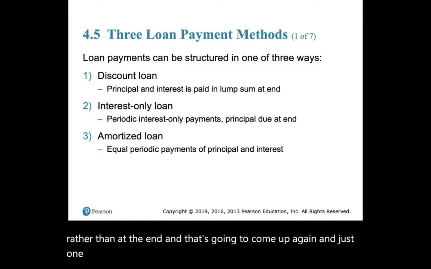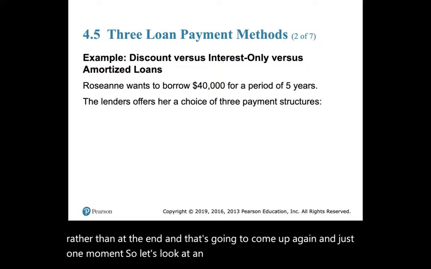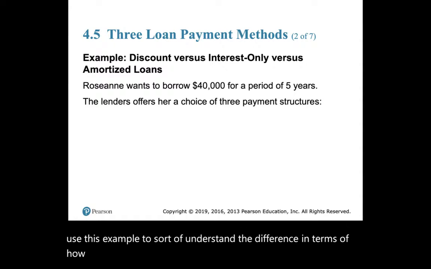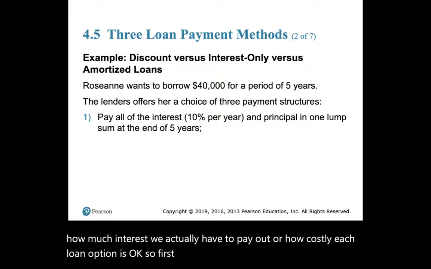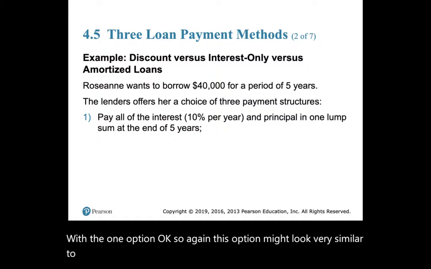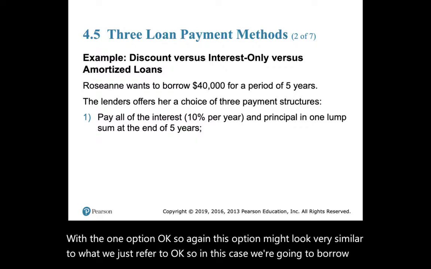So let's look at an example here, and we're going to use this example to understand the difference in terms of how much interest we actually have to pay, how costly each loan option is. So first we'll start with option one. Again, this option might look very similar to what we just referred to. In this case, we're going to borrow $40,000 for a period of 5 years.